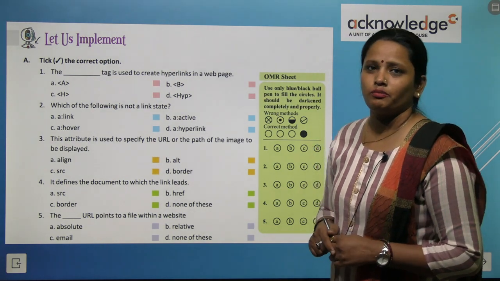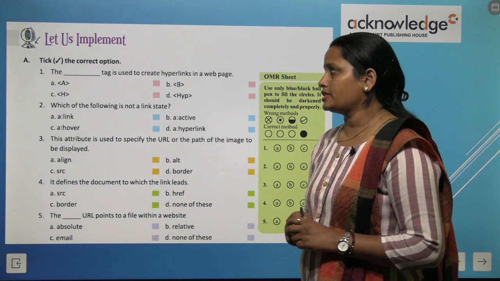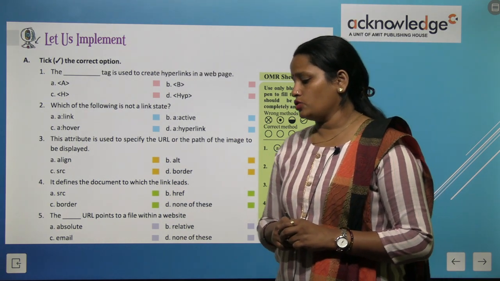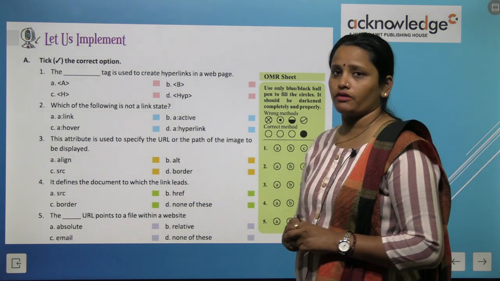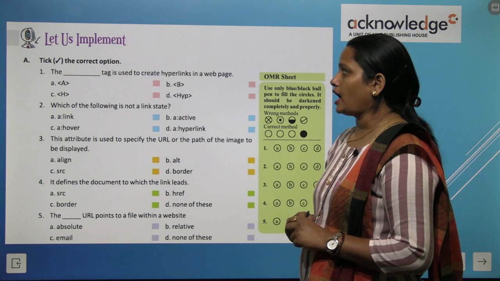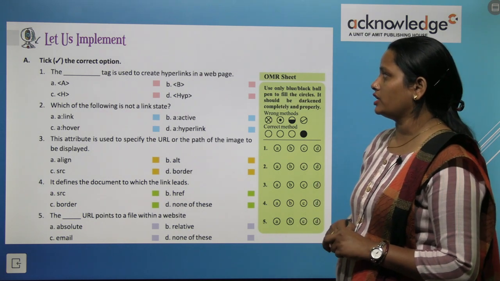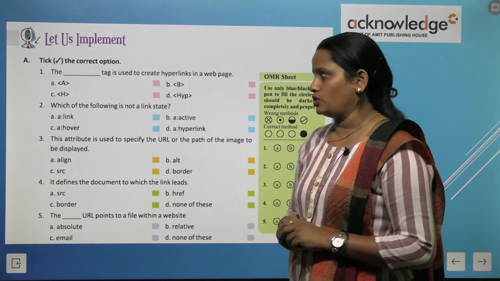So children, we have completed the chapter. Now let's quickly come to the book exercise. I'll be doing two questions of each exercise, and the rest of the questions you have to do on your own. So here the first question is: the dash tag is used to create a hyperlink in the web page. So here the A tag is used.